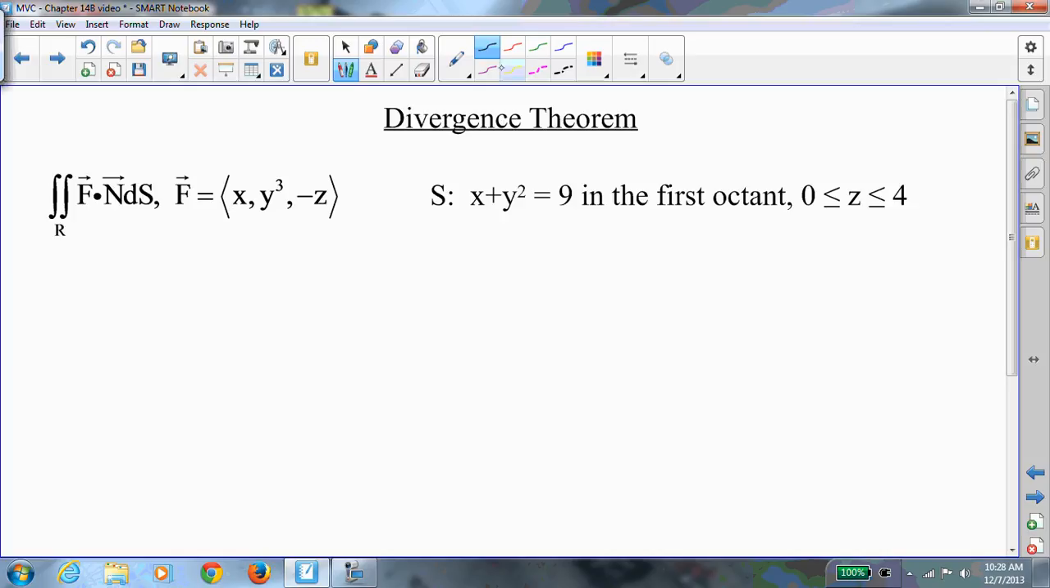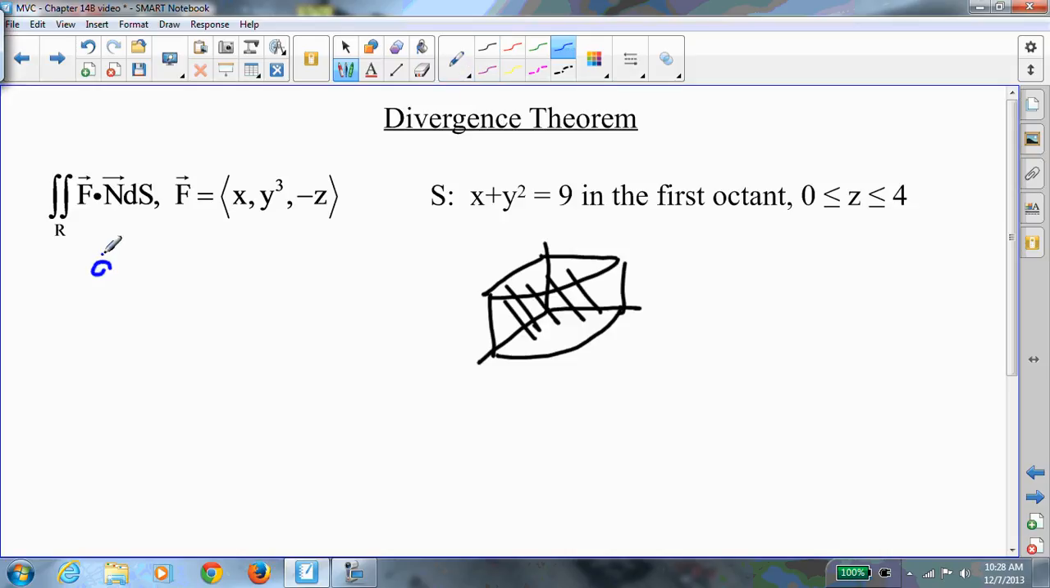So graphing this over here, I have x plus y squared equals 9, or x equals 9 minus y squared. So that would look something like this, only in the first octant, and then z is between 0 and 4. So I'm looking at that solid there. So that is your clue that you want to use divergence theorem for this. So to review divergence, div f is del dot f.